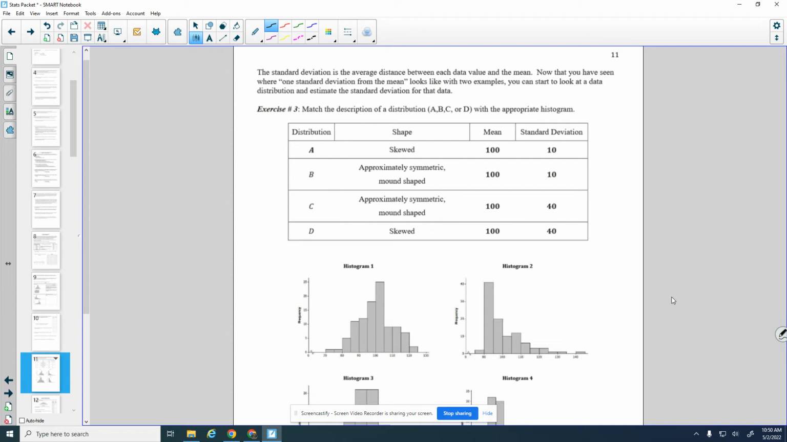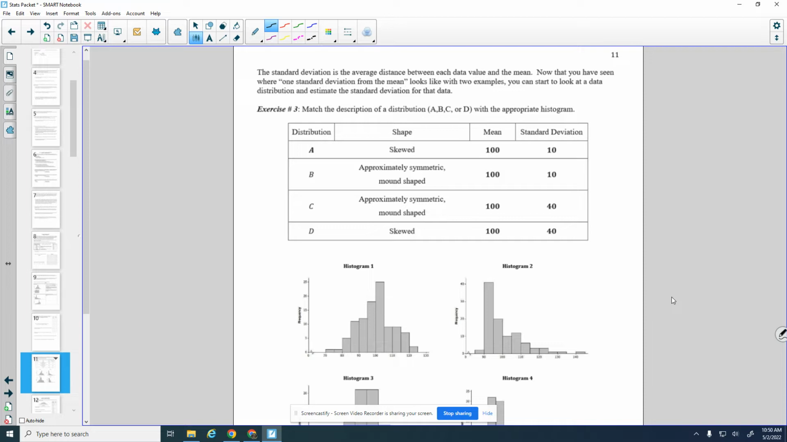So this last page just has some matching to get the basic idea of the skewed, mound shaped, and then also what does standard deviation kind of tell us. So this says the standard deviation is the average distance between each data value and the mean. Now that you have seen where one standard deviation from the mean looks like with two examples, you can start to look at data distributions and estimate the standard deviation for the data.